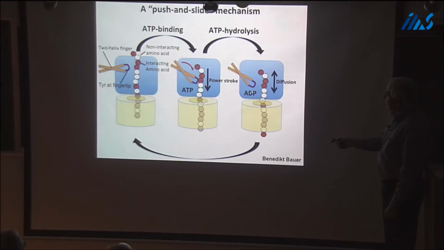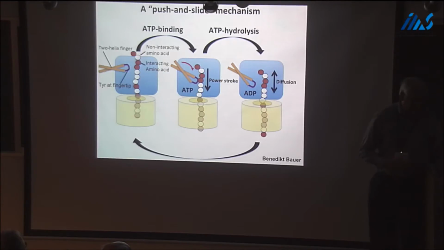And in the ADP-bound state, where the finger is away from the chain, the sliding can happen with any amino acid that is present in the channel at this point. So we call it the push and slide mechanism. In other words, the finger gives occasionally a push to the polypeptide chain in the right direction, but most of the time the polypeptide chain would slide back and forth.